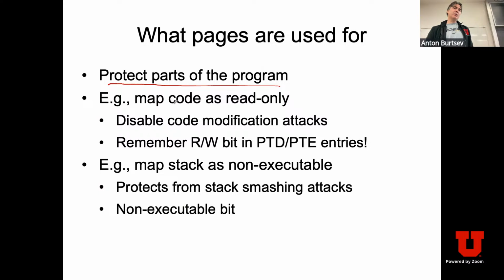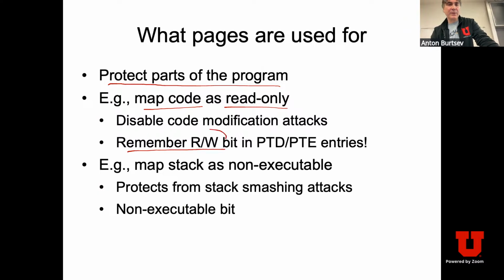So for example, it makes sense to map the text section or the code section of the program as read-only to disable code modification attacks, where the attacker just overwrites the code of the program. For example, you had an array, you forgot to check the bounds, and the attacker uses some extra large index into the array and writes to the code section. So, how do we do this?